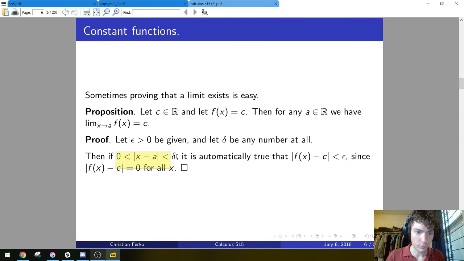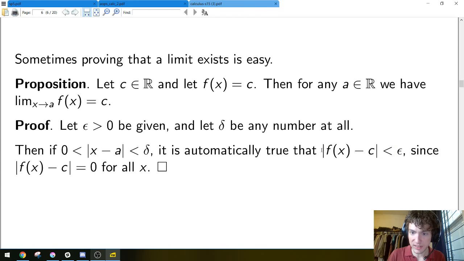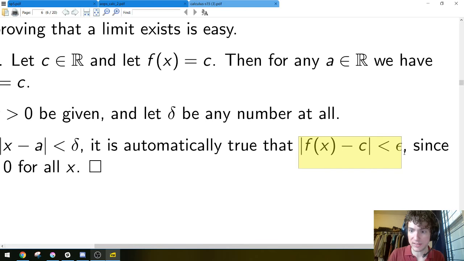But we don't even need to use this assumption. It is automatically true that this absolute value on the left, f of x minus c, will be less than epsilon, because f of x equals c for all values of x. It's a constant function. So c minus c is always 0, and therefore the absolute value of f of x minus c is always 0 for any value of x. So just a quick concept question. How do we know that if the left side of this inequality is 0, if f of x minus c is 0, how do we know 0 is less than epsilon?